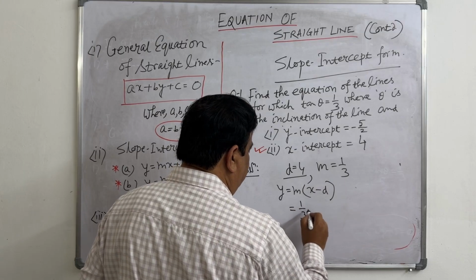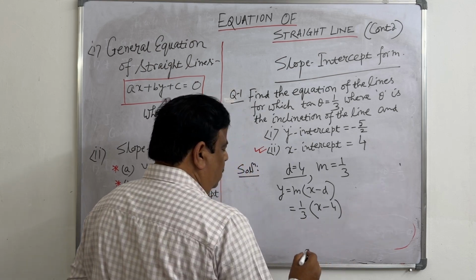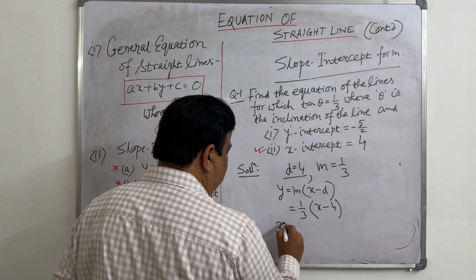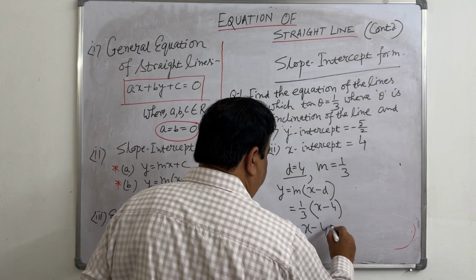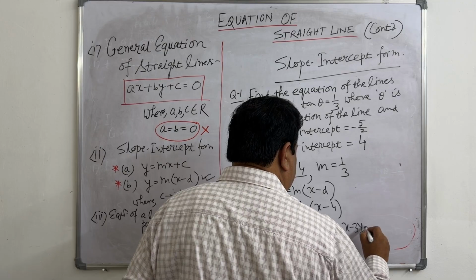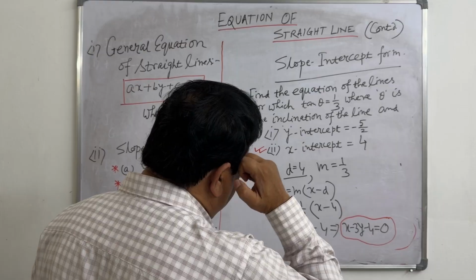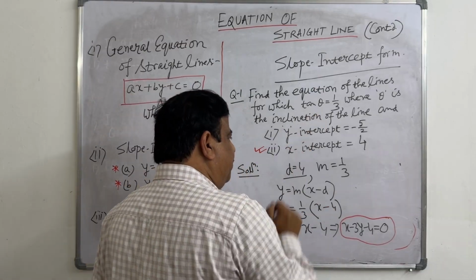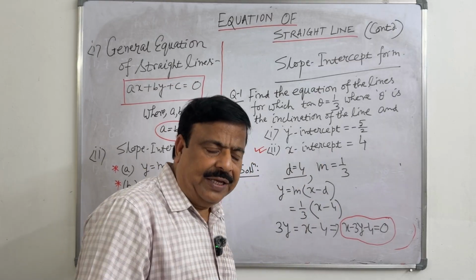That is 1 by 3, x minus what is d? That is equal to 4. So if you simplify, then what you will get? 3y is equal to x minus 4. It implies x minus 3y minus 4 is equal to 0. So this is the equation of the line where m is 1 by 3 slope and x-intercept is 4. Clear? Let's go to the next problem.